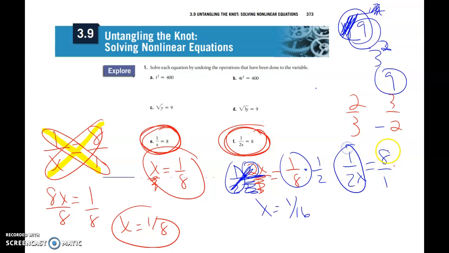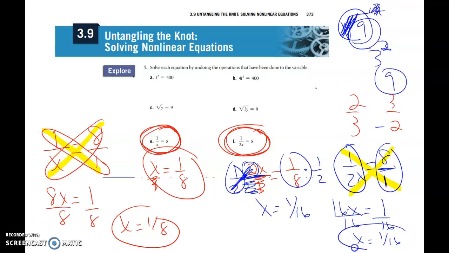Again, if you don't like that, you could make a proportion out of this, because you have a single fraction equal to a single fraction. All you have to do is put a 1 under there. Again, you can cross multiply. And you get what? 16x equals 1. And then to get rid of multiplying by 16, you do the inverse, which is divide by 16. And you still get 1/16.